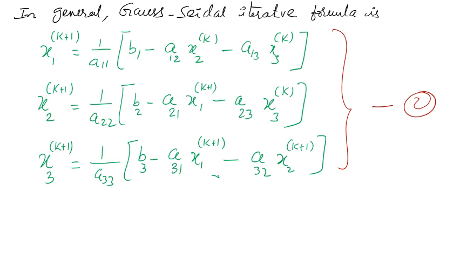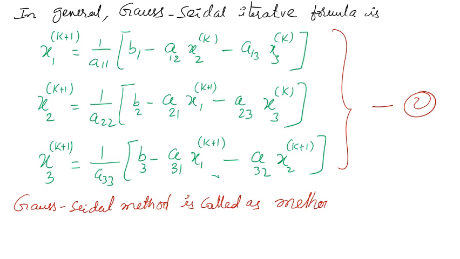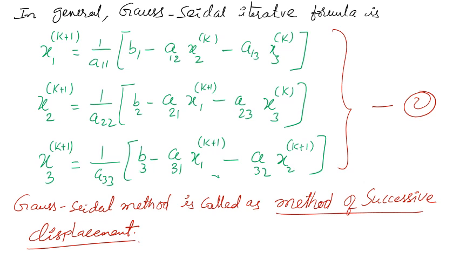This method is also called the Gauss-Seidel method of successive displacement, because successive approximations are immediately replaced. Now this is the Gauss-Seidel method. Let me explain the Gauss-Seidel method in matrix form.